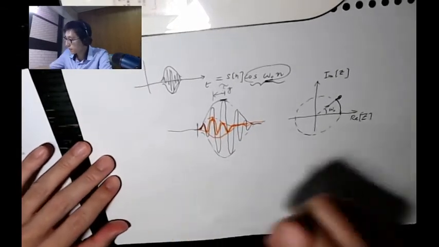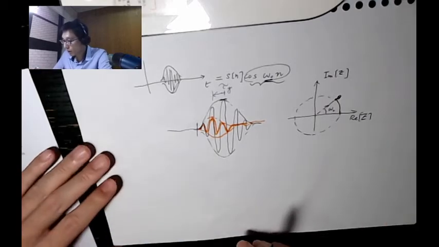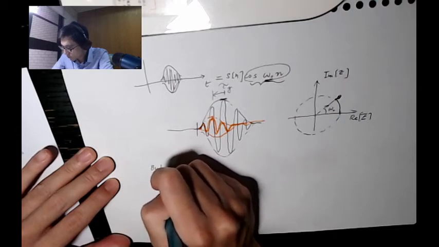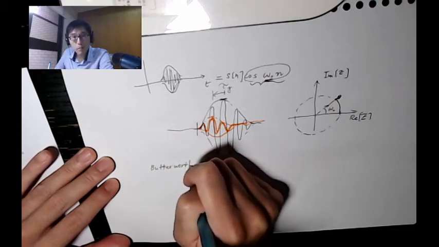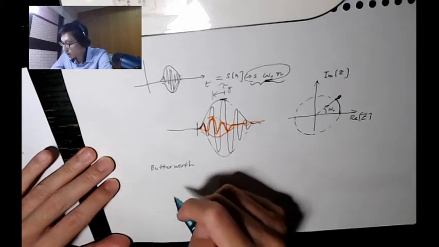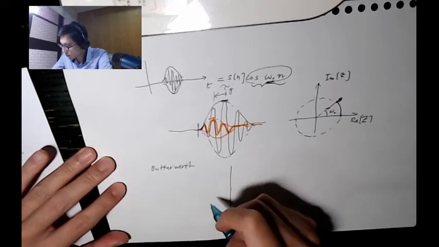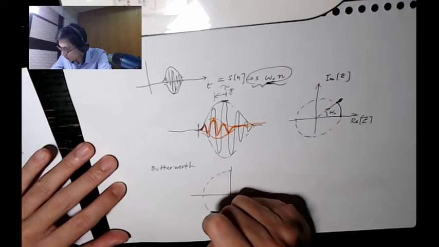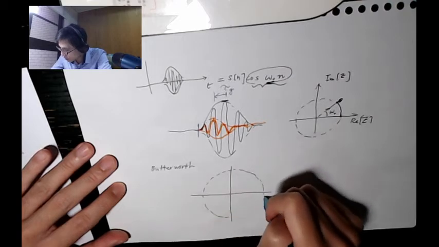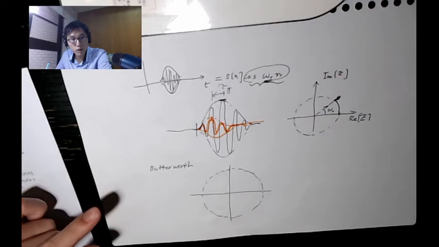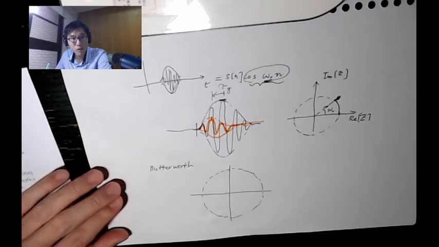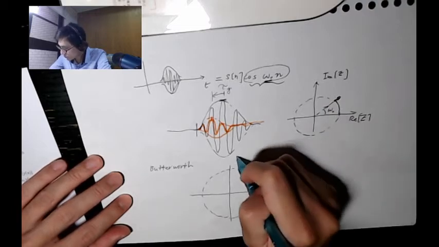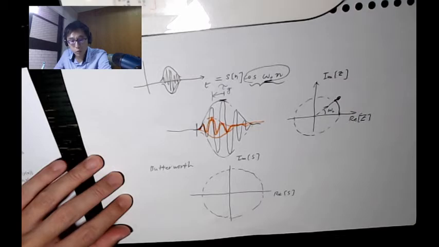So we have what is called a Butterworth filter. A Butterworth filter is in the continuous time, in the continuous Fourier domain. In the design process, I hope you understand this, we do have a circle. But please know that this circle I'm drawing is in the S domain, not in the Z domain yet. This is in the S domain.